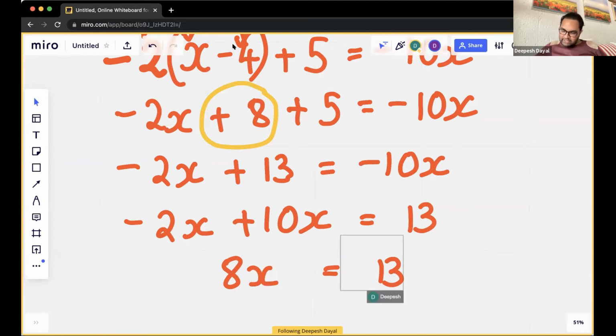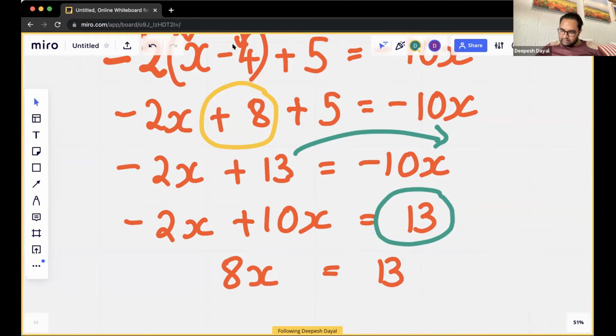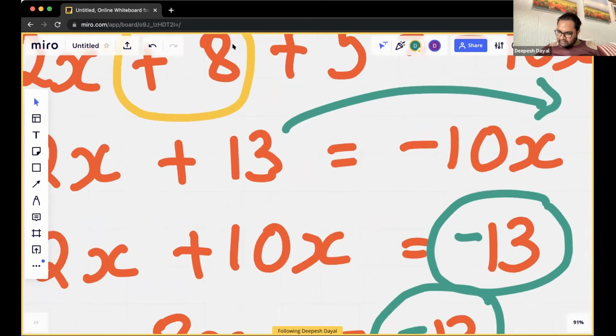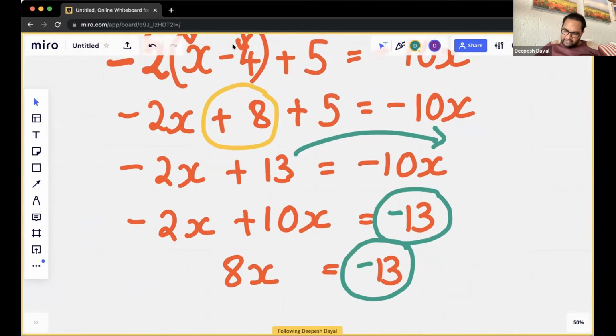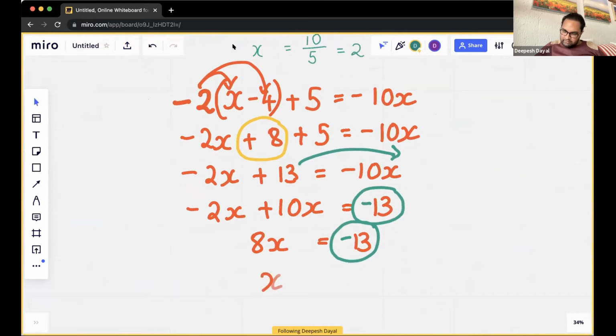Look, when you take the 13 over, what happens to it? What is this supposed to be? It becomes minus. Yes, so it's supposed to be minus 13, right? I hope everybody agrees there. It's minus 13, right? So we've got then x equals minus 13 over 8. So that's the answer. x equals minus 13 over 8.